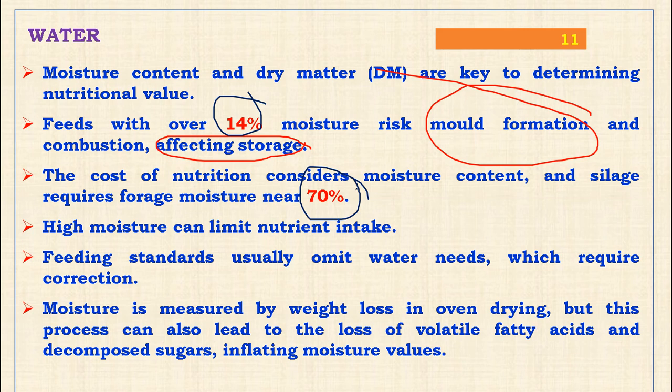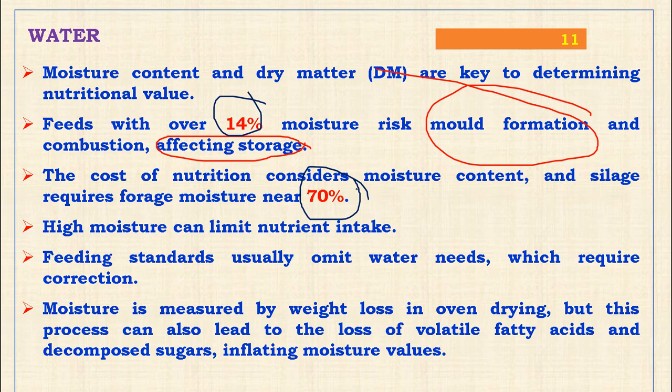Then feeding standards usually omit water needs, which requires some corrections. Moisture is measured by weight loss in oven drying. We are going to keep the foodstuff in the oven, then dry it and later calculate.